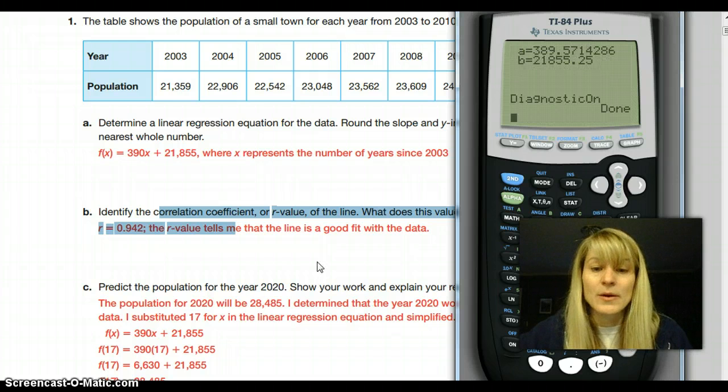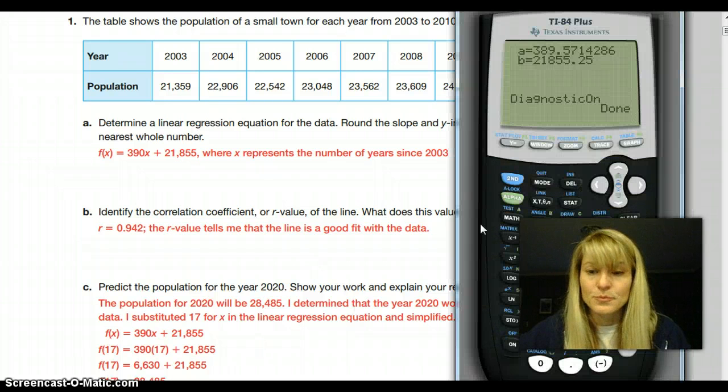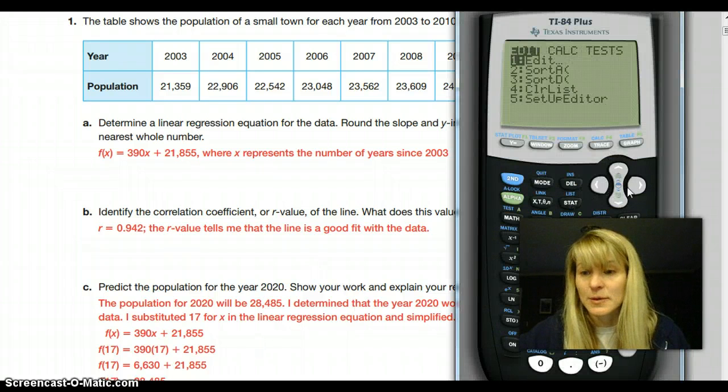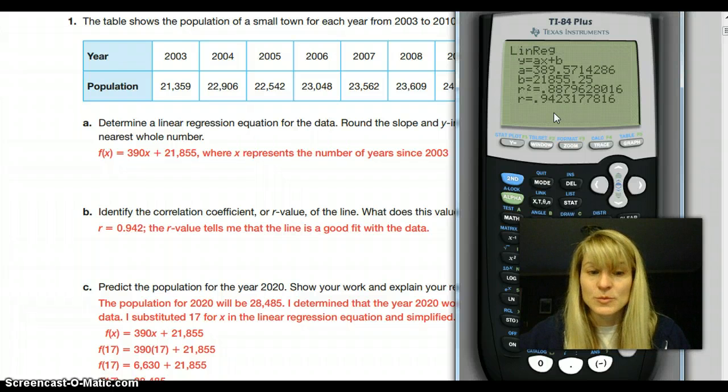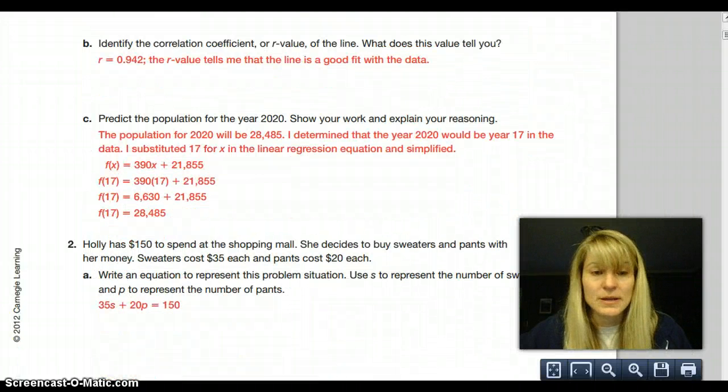Good. Now I want to go back here and find the R factor. What does it tell me? Well, if I go back and do my stat calc again, I can get to my R factor. And here the R factor is 0.942. And so they're asking, is that a good correlation of the line? And it should be a good fit because the best R factor is 1, and so it's almost to 1. Okay, so that should be B.